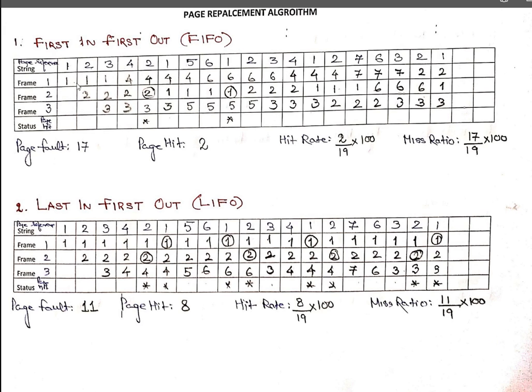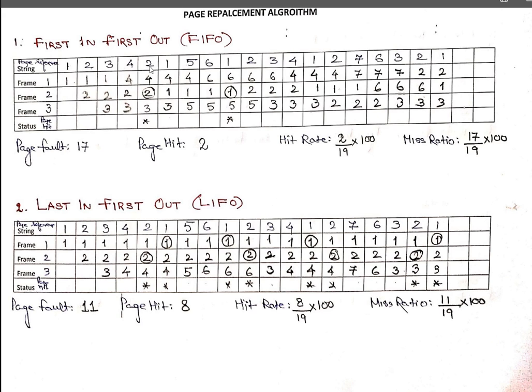That means whichever page is first appearing here will be replaced by the new page. This 1 has repeated for 3 times, so the new page 4 will replace this 1 and occupy that place. So that fourth page is occupying this place, and 2 and 3 are remaining there.